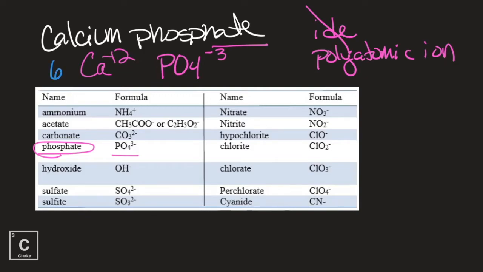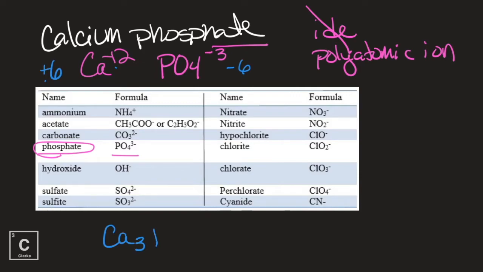Are you saying 6? So we need for the calcium side to be a +6, and we need the phosphate side to be a -6. So how many +2s is it going to take to get a +6? I hope you're saying 3. 3 times 2 is 6. So we need 3 calciums. Now let's do the same thing for phosphate. How many -3s make a -6? Well, I hope you're saying 2. 2 times 3 is 6. We've already got 3. We need 2 of them.